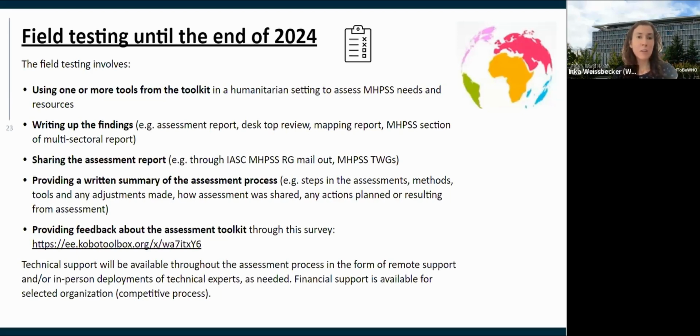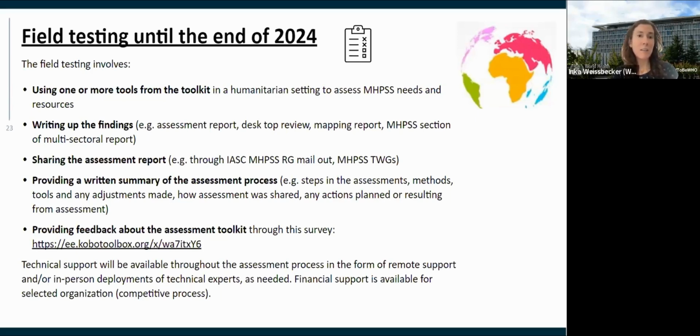And if you're interested in being part of the more formal field testing process and work with us more closely, there are a few things that we can offer. We can offer technical support to just give some advice and input. We can offer deployment of an expert who can help you on the ground. And we can offer some financial support, which is through a competitive process and expression of interest. And I'll paste some information on that in the chat as well.